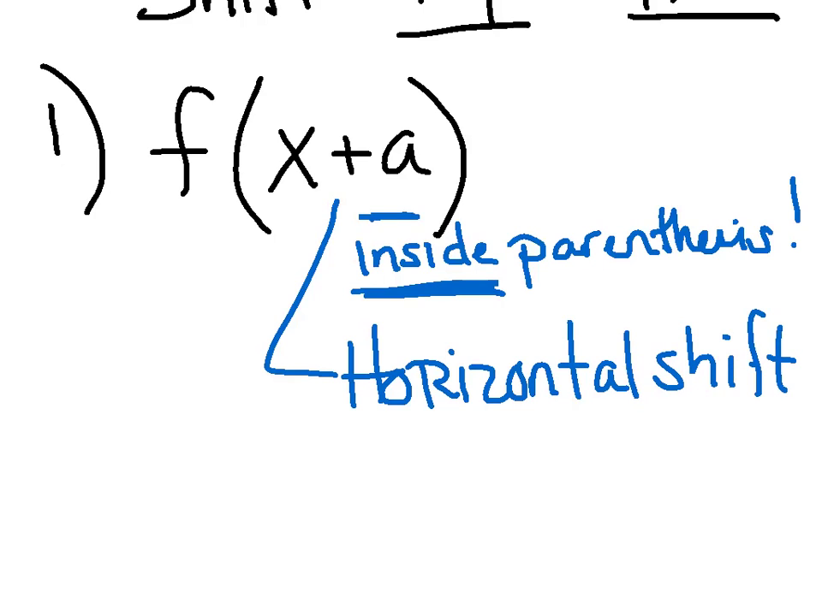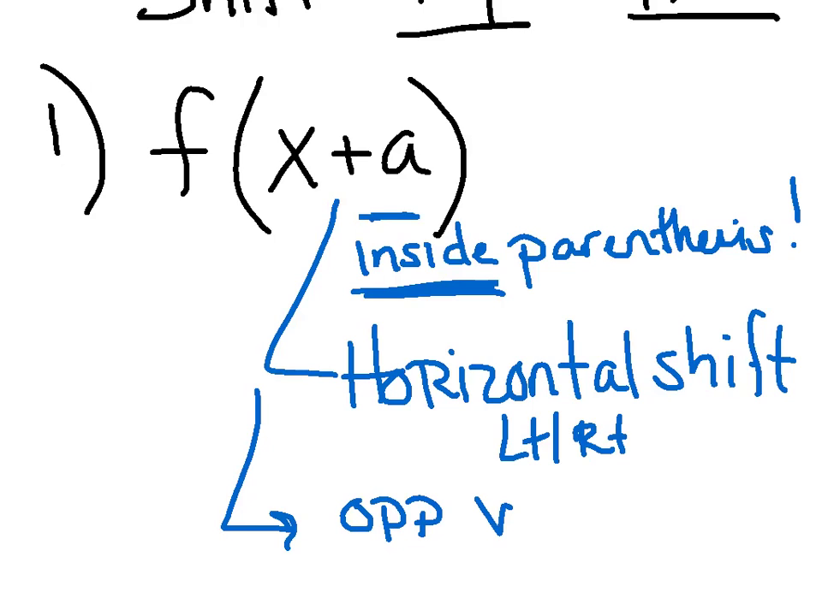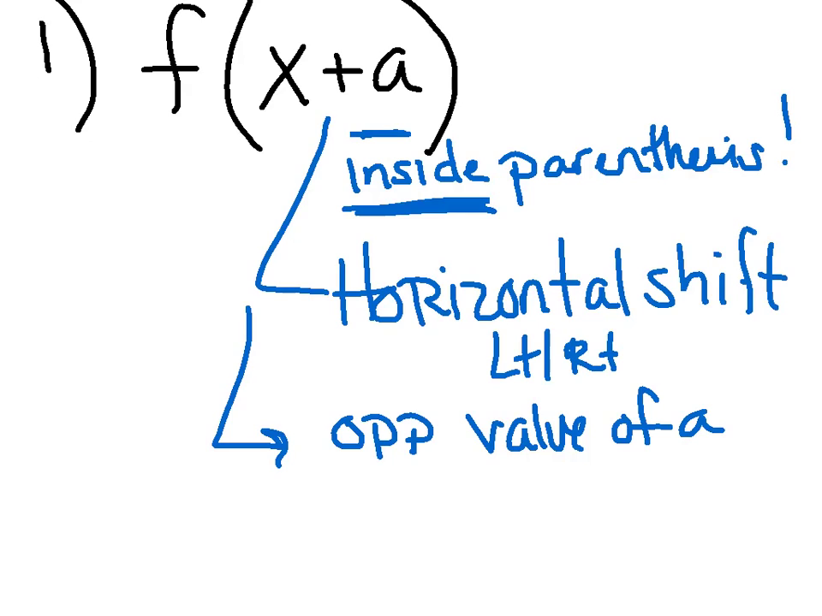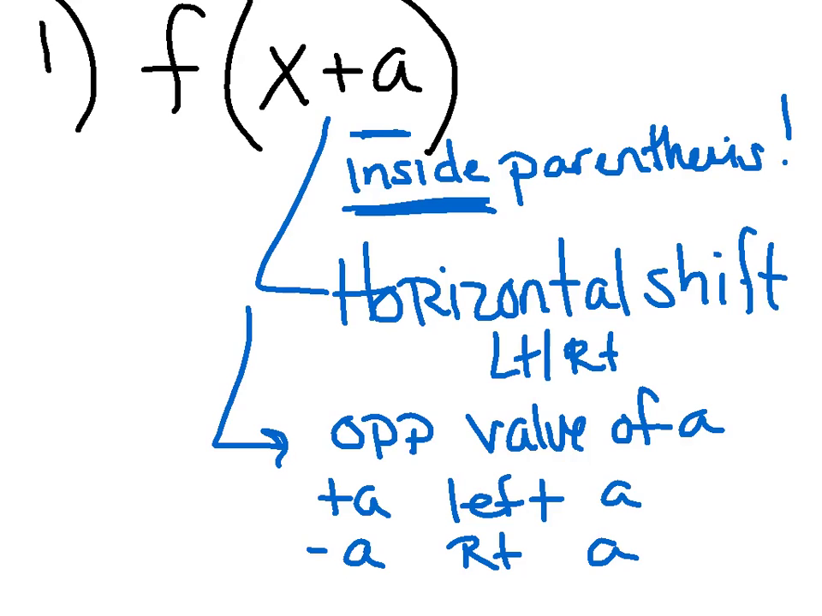Hopefully that word horizontal means something to you. You can think horizontal like the horizon, which means left or right. The second key thing you need to get out of this is which way it's actually shifting. The horizontal shifts go in the opposite value of a. So if you see a plus a, you are actually going to shift it to the left a units. If you saw a minus a, you would actually shift it to the right a units. So you're just going to do the opposite value of what you see. Let me give you an example.